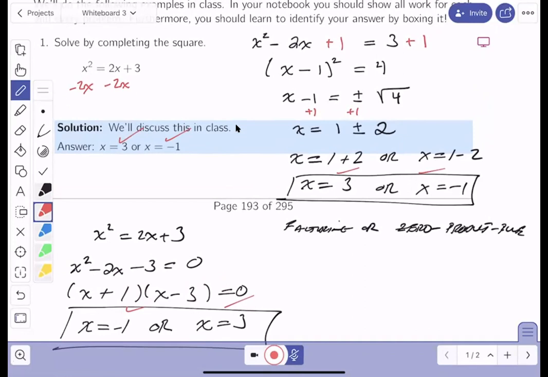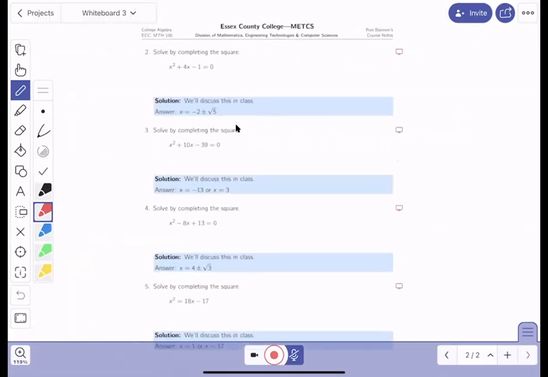Of course, there's going to be a future, and that future is going to be the quadratic formula. And the quadratic formula is going to lead to the same answer. My favorite technique, though, is the zero product rule or factoring if I can do it. I can't always do it though. Let's go to the next one.